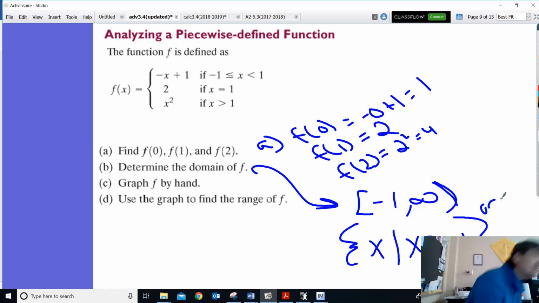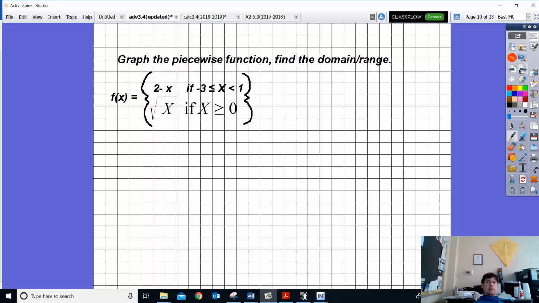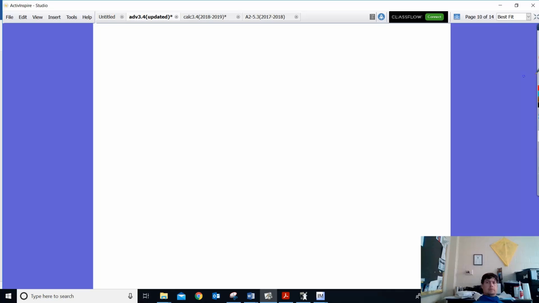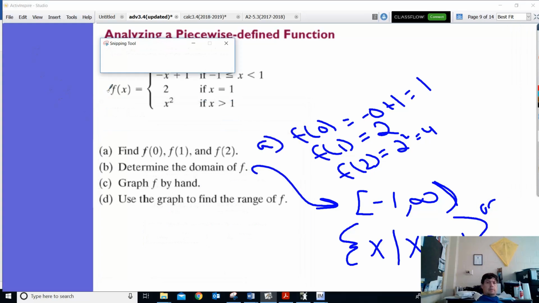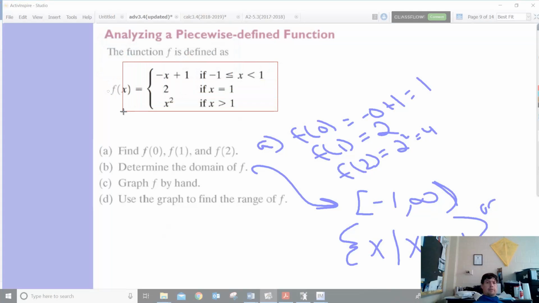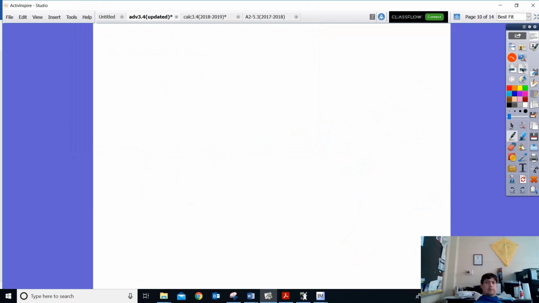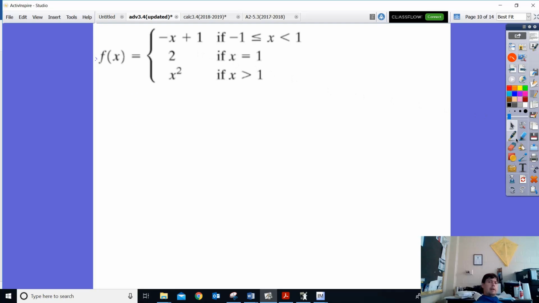Part C is the fun one, graphing by hand. It's actually not that bad, especially if you just embrace tables. It's actually really easy. I got some free space here. So we're going to graph the 3 pieces of this function. It's not going to be hard. We'll do some things that you may wonder, like, why are you doing this? But we'll fix it when we graph.